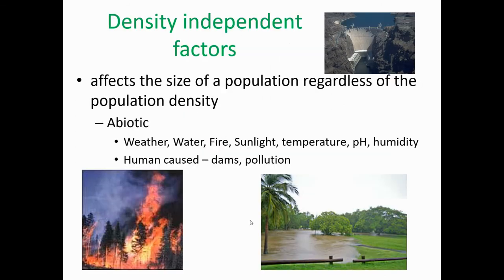Some other factors that can affect organisms, where they are and how many there are, are called density independent factors. Density independent factors are going to affect populations regardless of how many are in the population. A forest fire is going to affect a population whether there's 5 in that population or 1,000. Usually these are abiotic factors. So there's that word again, abiotic, non-living things. Fire, not living, affects populations regardless of how many are there.